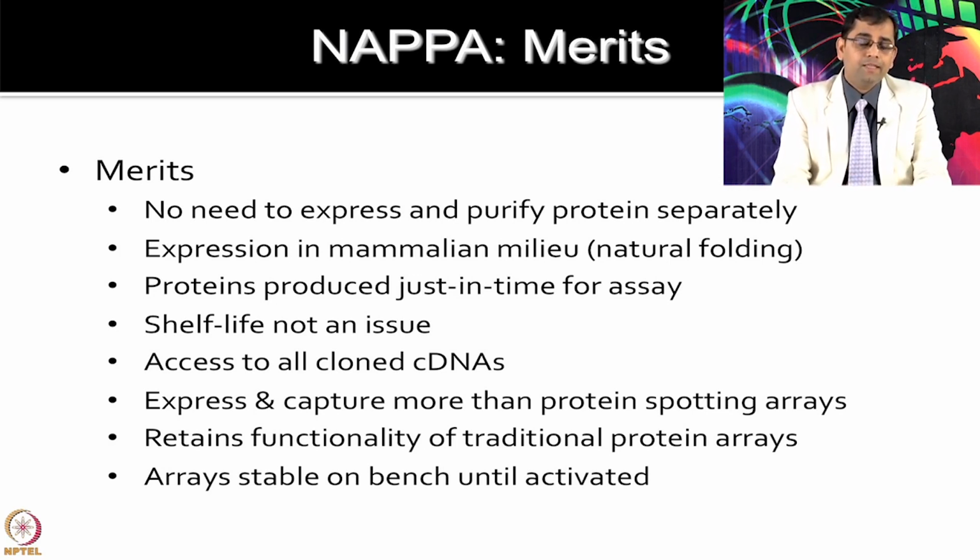Ideally, any cDNA clone which you have access to, you can print on the chip and utilize to make the array for the NAPA based chemistry. Expression and capture in this case is much higher than if you had to just print the purified protein, which will of course be in a very small volume of nanoliters, as compared to the protein produced on the chip itself, fresh, the day when you are doing the expression.